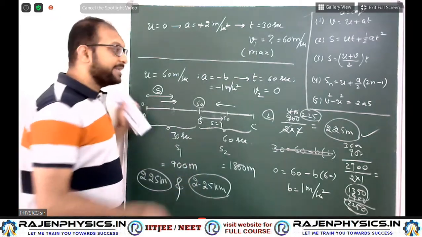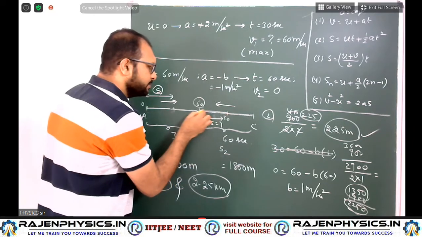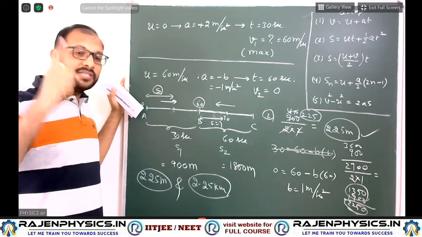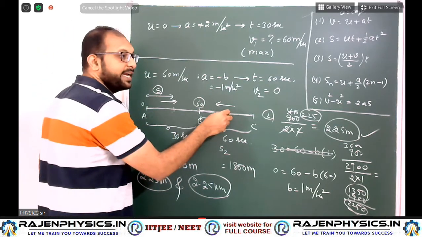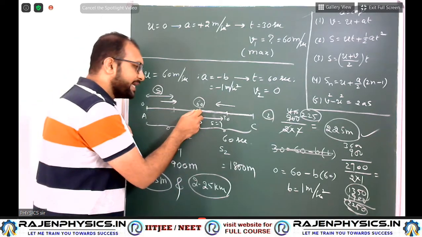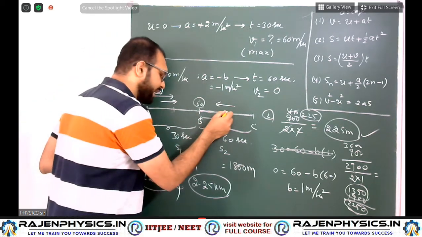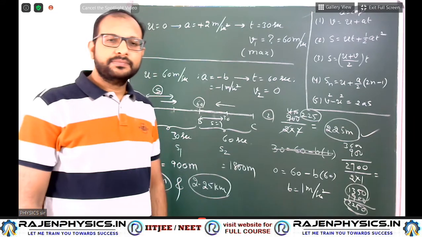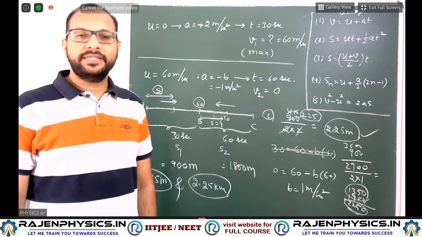But students, important point: 1350. From where is this 1350? Here. This is 1350. But position means from the starting point. That's why we need the distance from here to here. Already we know from here to here is 900. Here to here is 1350. Total from here to here is 1350 plus 900, 2250. That is 2.25 kilometers.